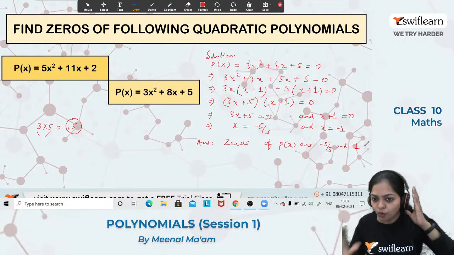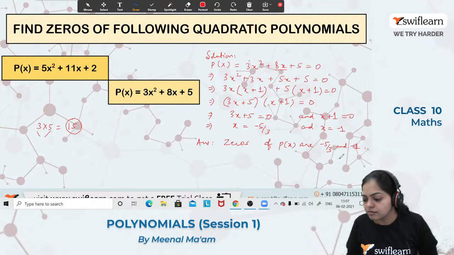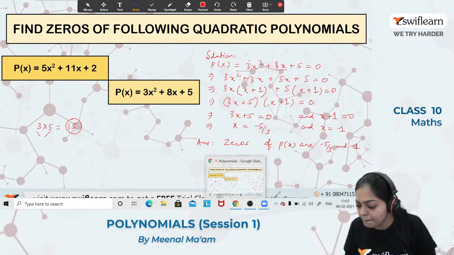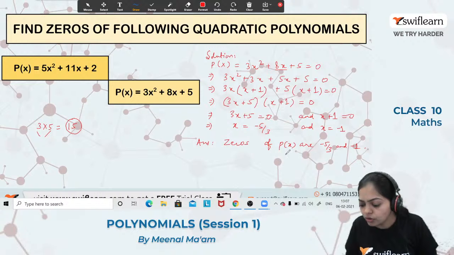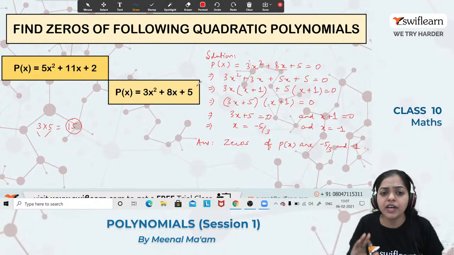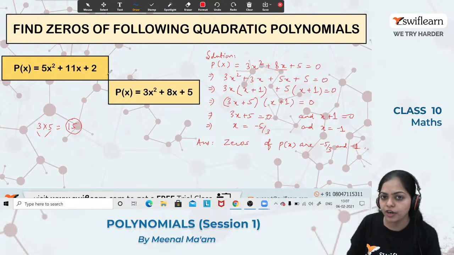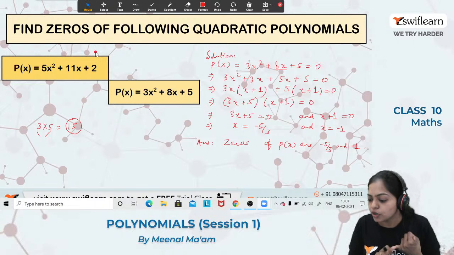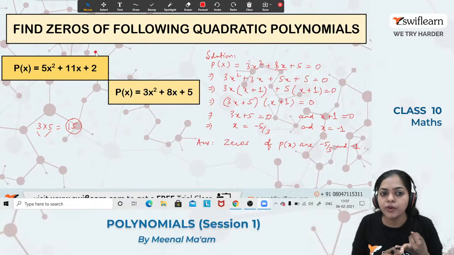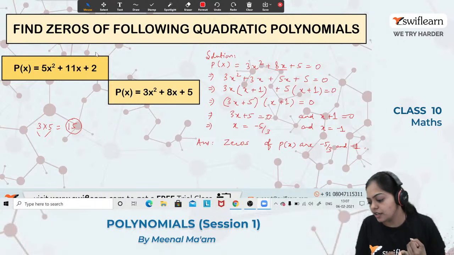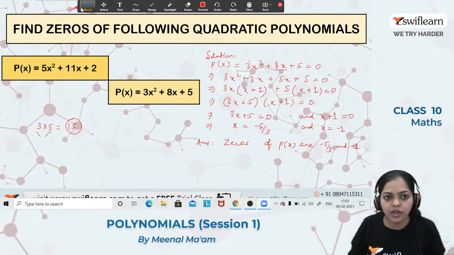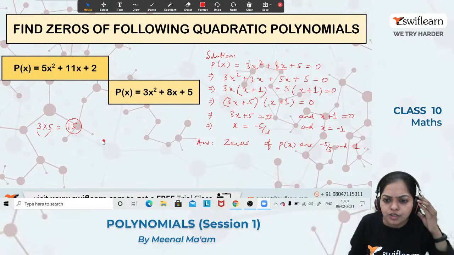Alright everyone, till here any doubt? Does anyone have any problem? No? Okay, so we are done with how we are going to solve the zeros of the following quadratic polynomial. So what have we seen so far? We have seen how we are going to find the degree of a polynomial, and how we are going to solve the zeros of a linear and quadratic polynomial.